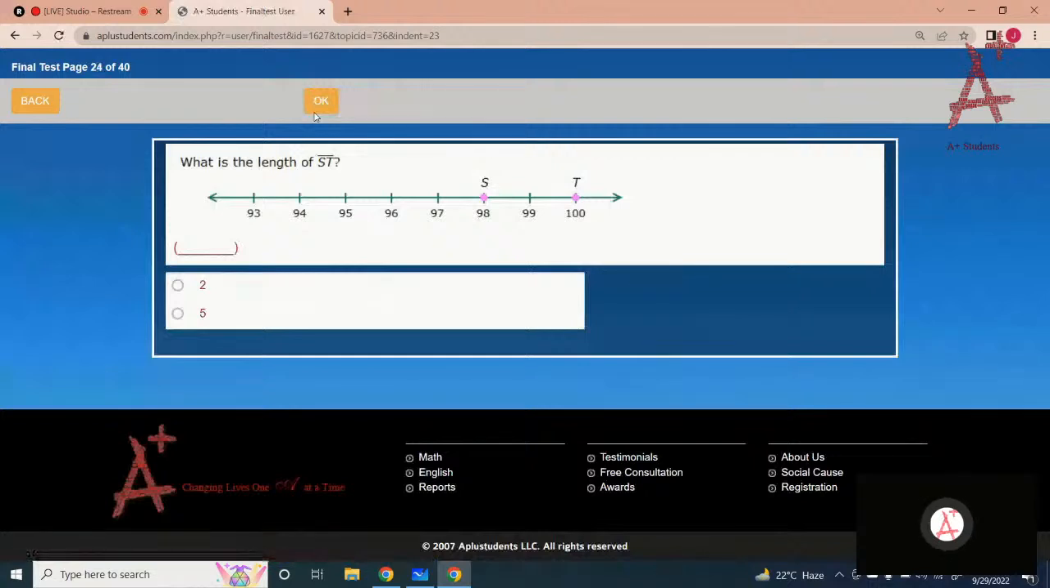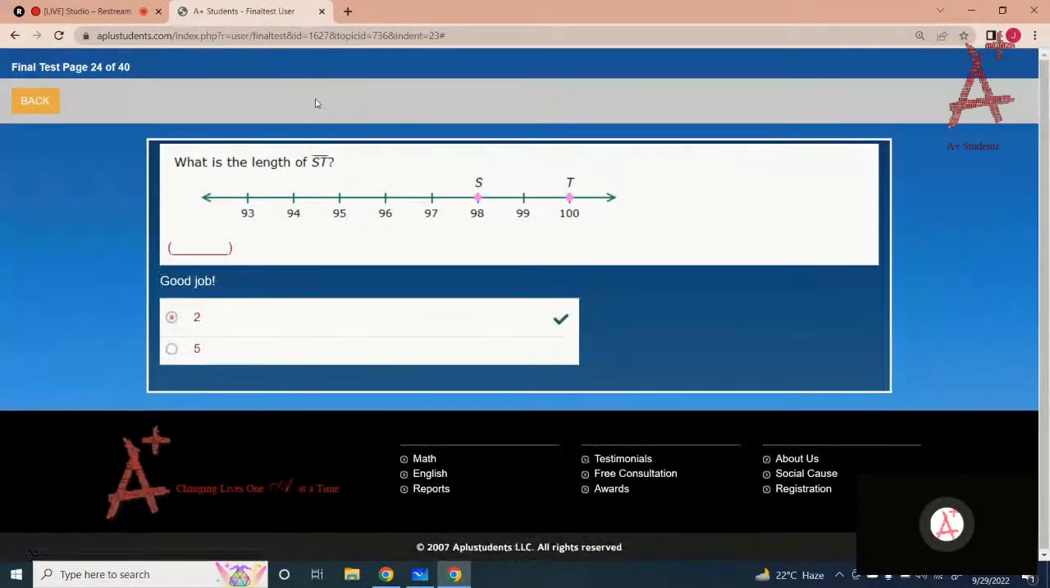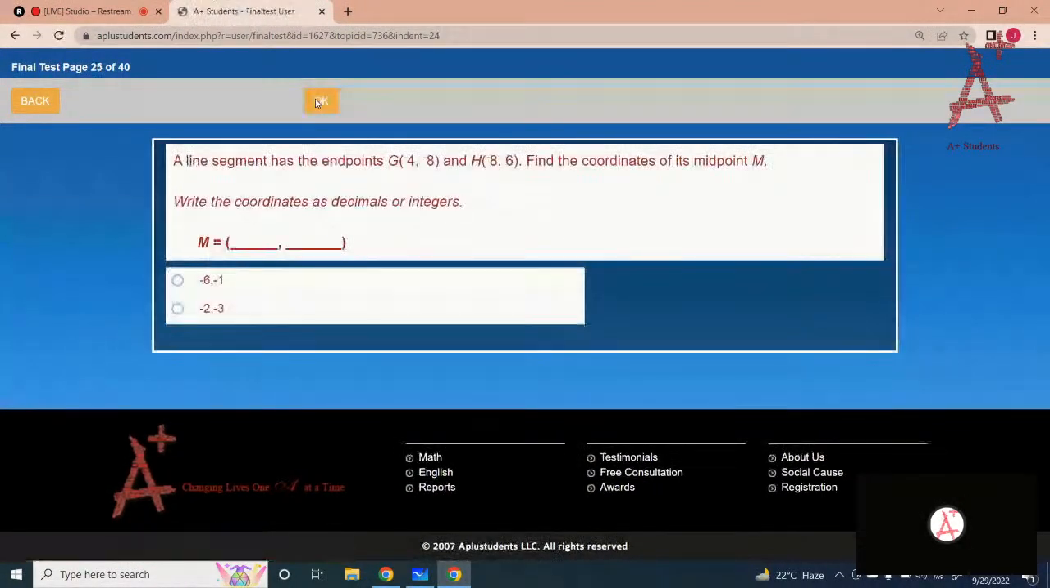Okay, the next one is, what is the length of ST? So S has the value 98 and T has the value 100. So just subtract 98 from 100. So the answer is 2. Got it? So the length of ST is 2. Select the correct option and click on the OK button.